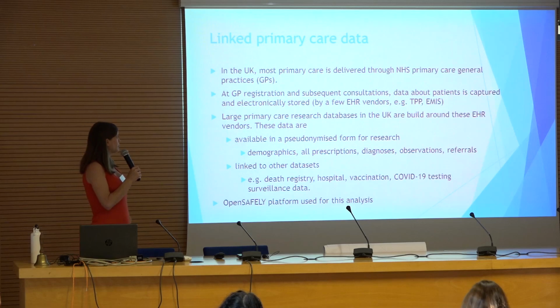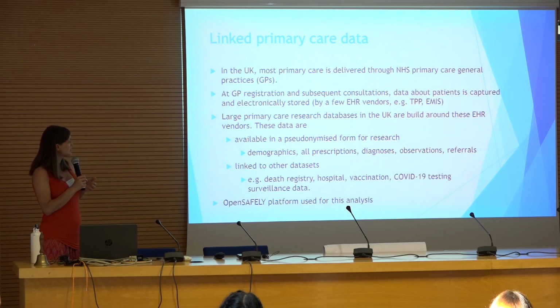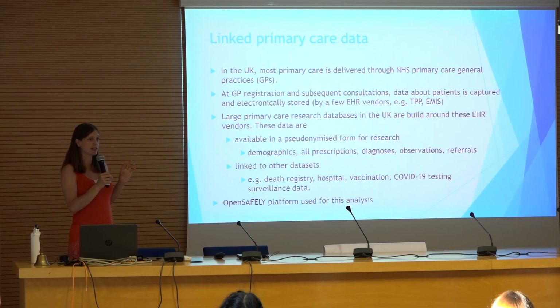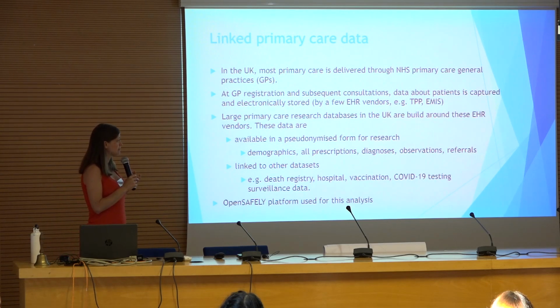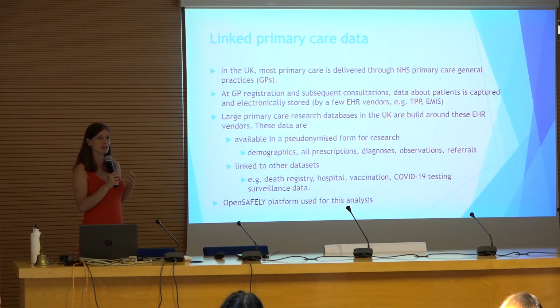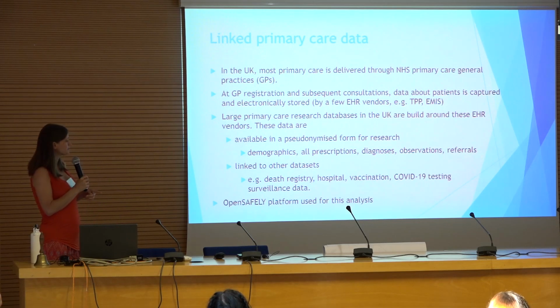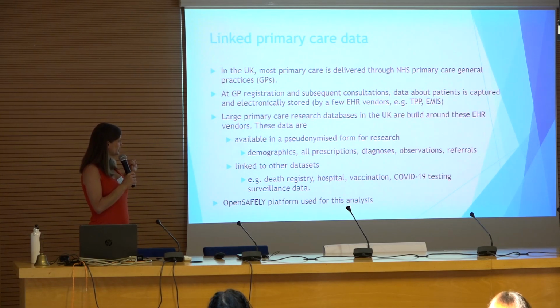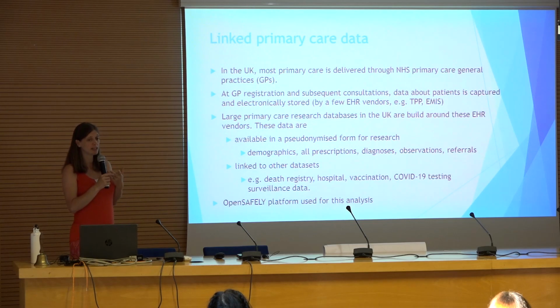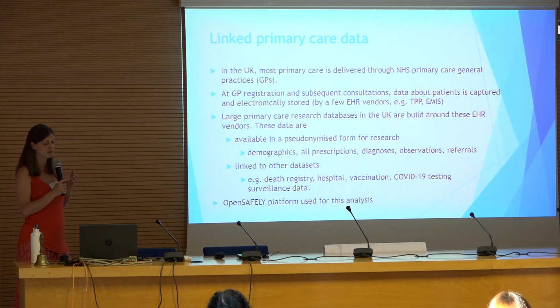So there's lots of primary care research databases in the UK. They're available in a pseudonymized format, and they contain some basic demographics, things like age, sex, deprivation, ethnicity. They contain all prescriptions and diagnoses that are made in primary care, clinical observations like BMI, pulse, that sort of thing, and all referrals. They also tend to be linked to other data sets. So in particular, the data I'm going to look at include death registry data, hospital data, vaccination, COVID testing data.